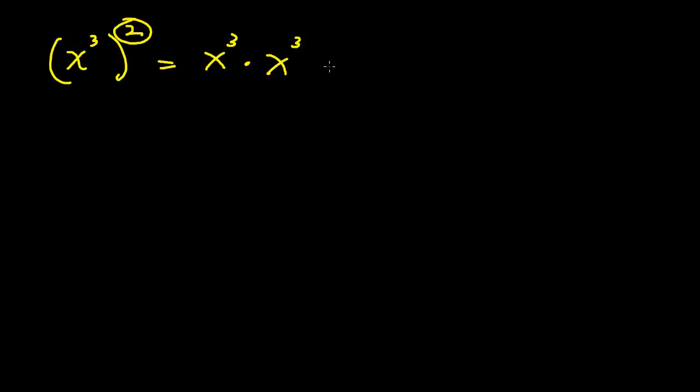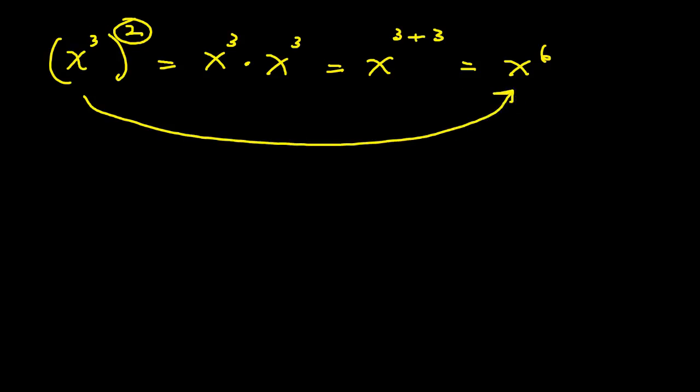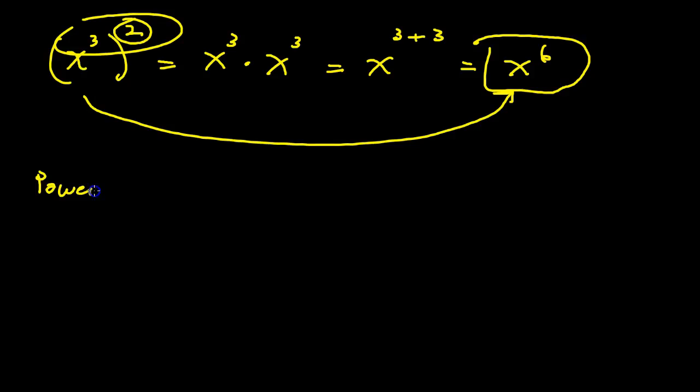X cubed times x cubed, well, of course, from our first rule today, if you multiply the same bases, you keep the same base and add the exponents. Notice I could have gotten from here to here right away just by multiplying those exponents, right? And that is the rule our author wants to list next. He calls it the power rule.